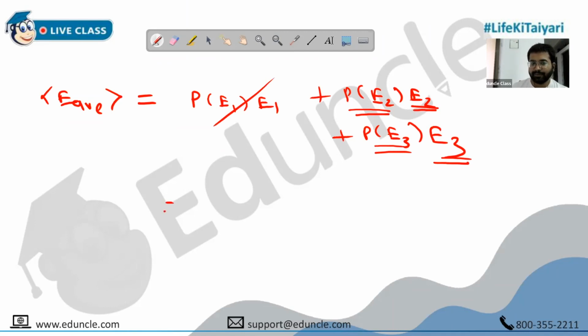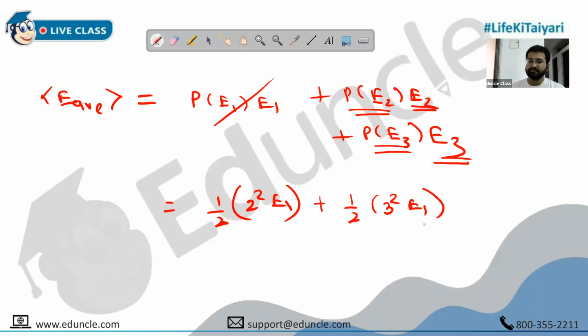Simple. So probability in the first case is half. Energy is basically 2 square E1. We know that. N square E1, we already know that. Probability of energy E3 is also half. What is energy of E3? It's N square E1 again. So this is 3 square E1. Okay. So average energy would be 4E1 by 2. That's 2E1 plus 9E1 by 2, which is 4.5 E1. So our average energy would be 6.5 E1.